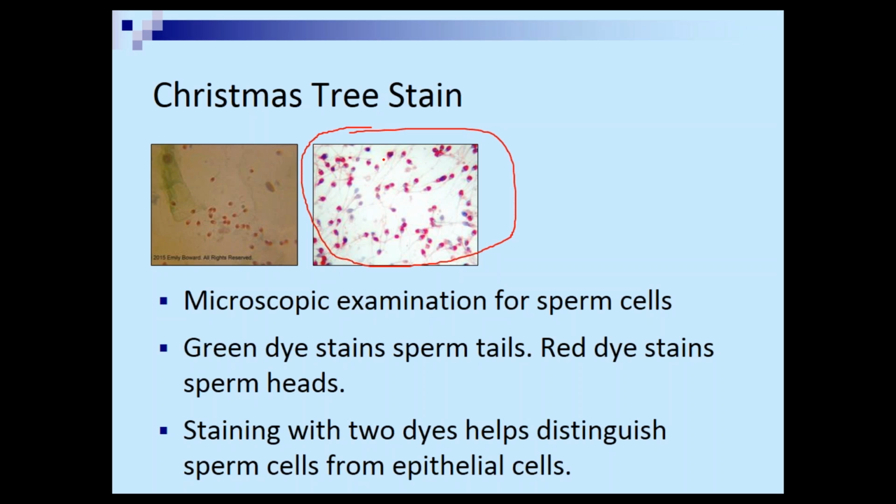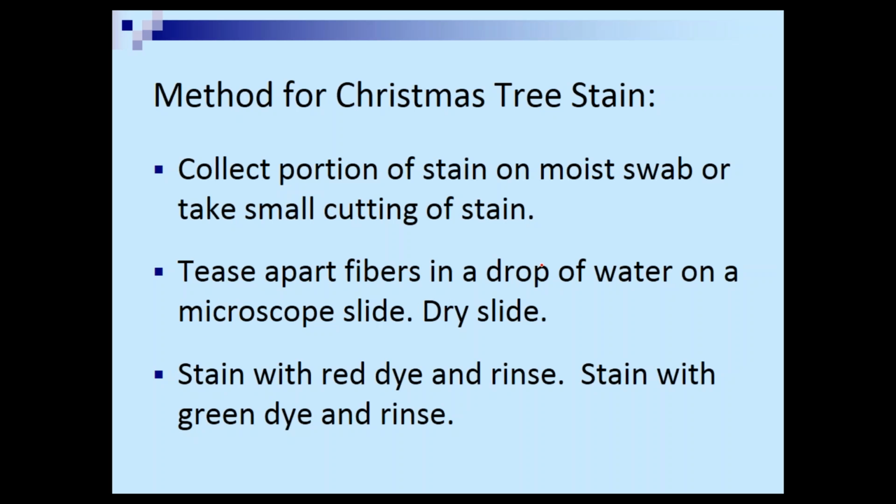Whereas if you stain the sperm cells, the red dots are a little bit easier to pick out, and the tails are green, which don't really show up well in either of these pictures. The method is where you take a little portion of the stain or a little snip of a swab if it's from a sexual assault kit, and you put it on a microscope slide with a drop of water. Then you start to tease apart the fibers of the fabric or the swab.